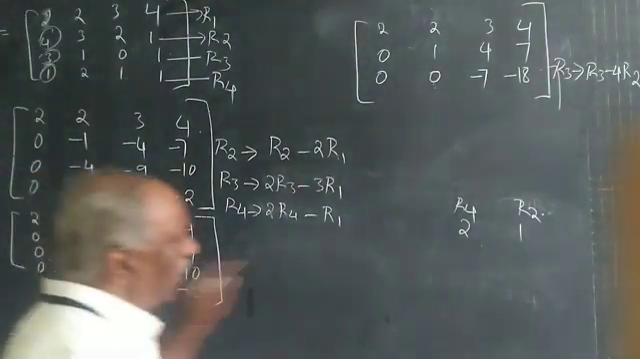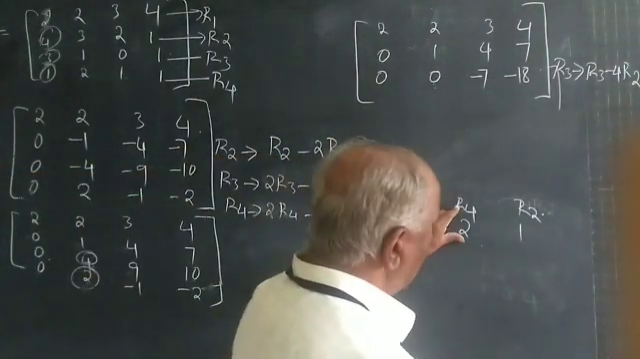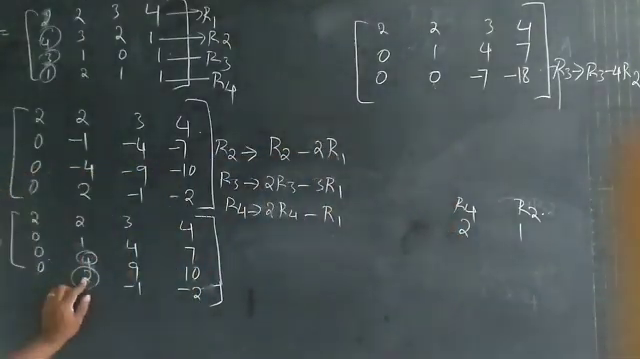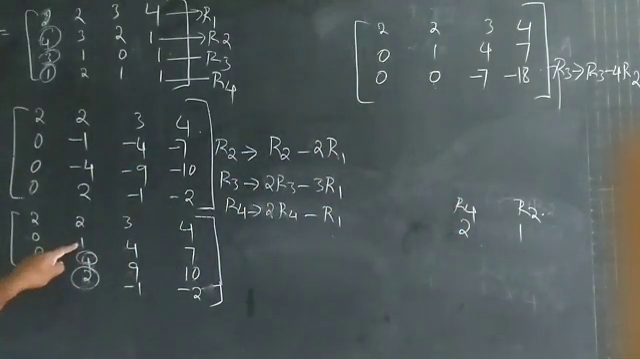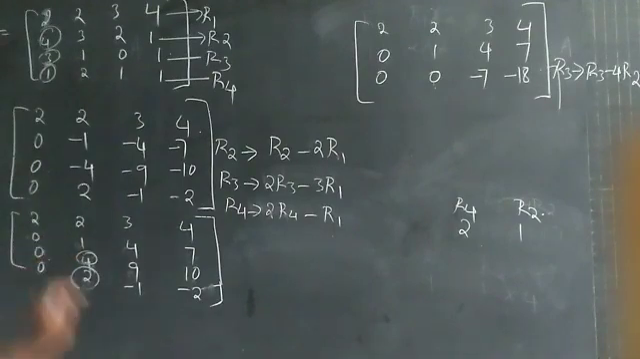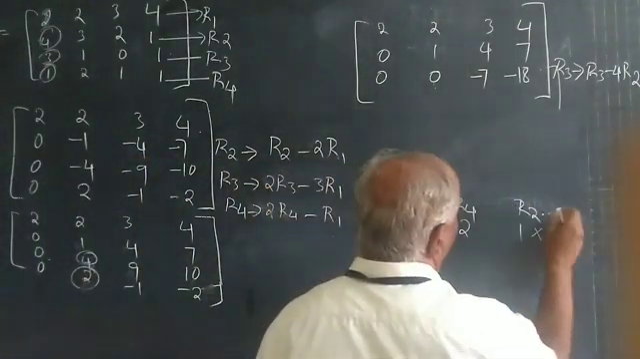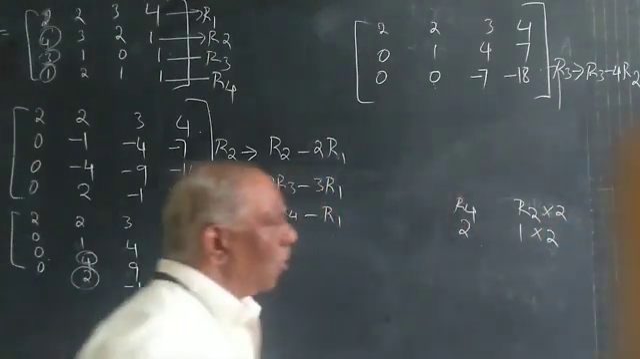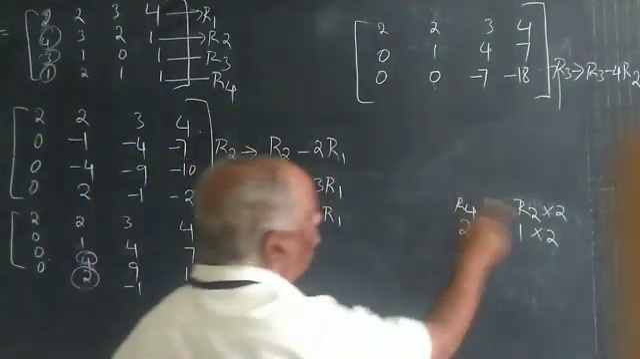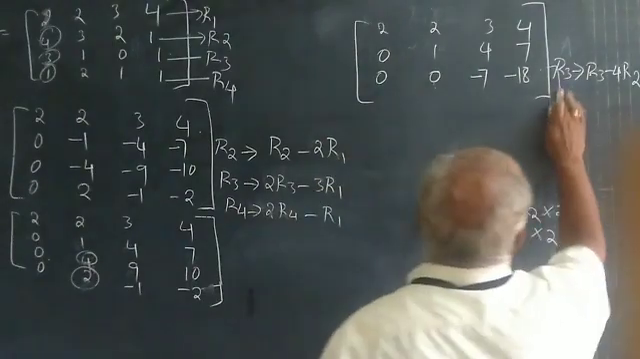So therefore I have written 2 as under R4. 2 it is in R4. 1, where is 1? 1 is in R2. Now make it equal. Multiply by 2. So therefore here also it is multiplied by 2. So the row operation is R4 minus 2 R2.